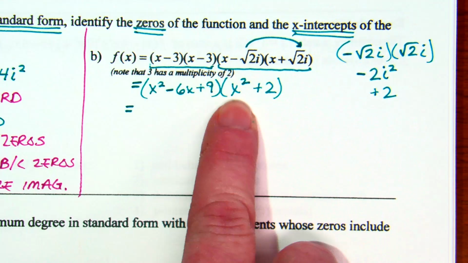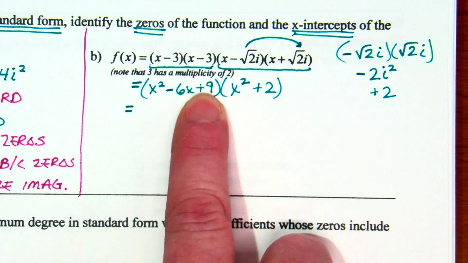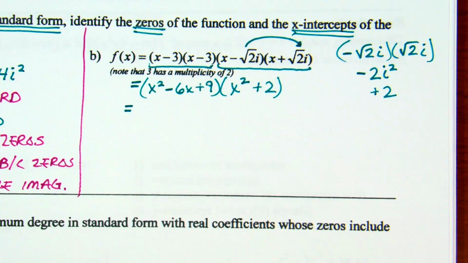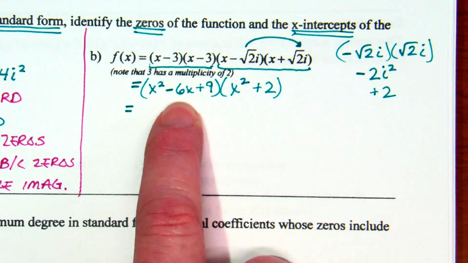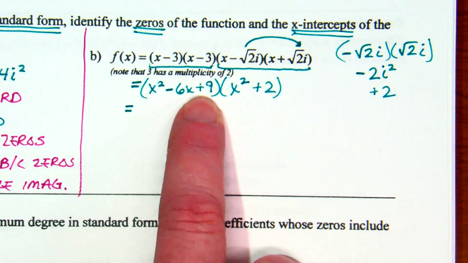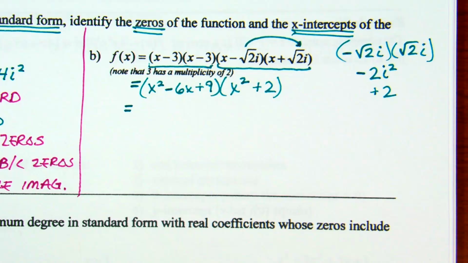Like I tend to go, okay, x squared times everything in this parenthesis, and then 2 times everything in this parenthesis. It's just how my brain works. Now, what's the other option? x squared here times both of these two, minus 6x times both of these two, and positive 9 times both of these two. Does it matter? Doesn't matter one bit. It all works out the same in the end.